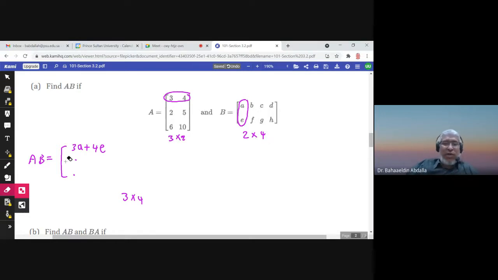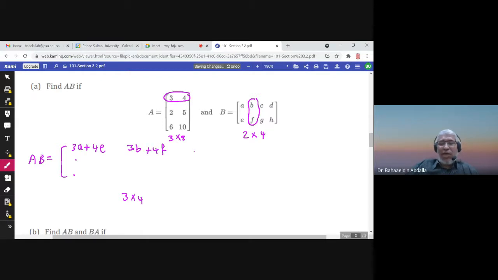All right, now let us find the second entry, the entry here in this position. Well, I'm still in the first row, but the second column. So I need to multiply the first row, 3, 4, but this time by the second column of the matrix B. So 3 times B plus 4 times F.